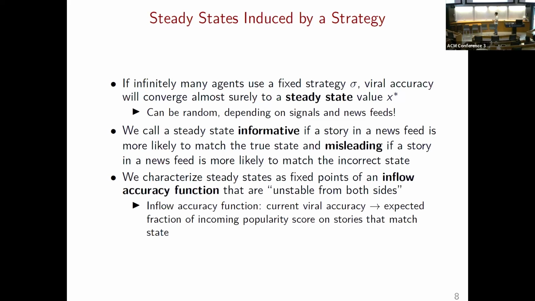To do that, we want to characterize the steady states that you end up at, and we do that as fixed points of a natural function. We call this the inflow accuracy function, and essentially what it says is, if the viral accuracy is x right now, the value of this function at x is the viral accuracy of the new stories that are getting shared in subsequent periods. A little more formally, it's the expected fraction of the incoming popularity score on stories that match the true state. So a steady state, intuitively, is going to be somewhere where the new viral accuracy is equal to the current viral accuracy.